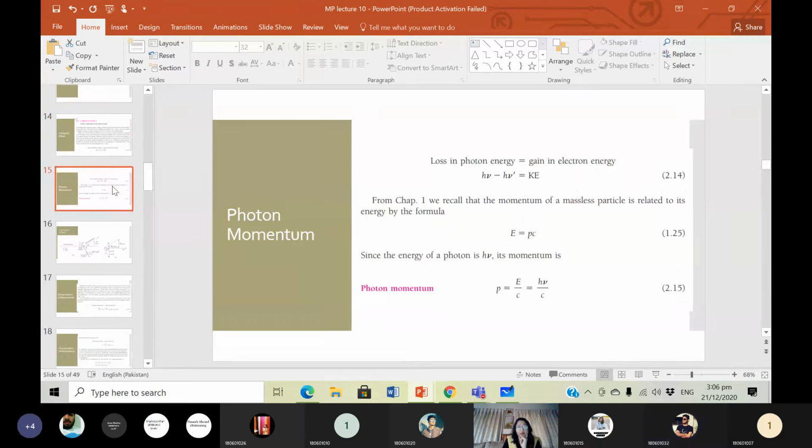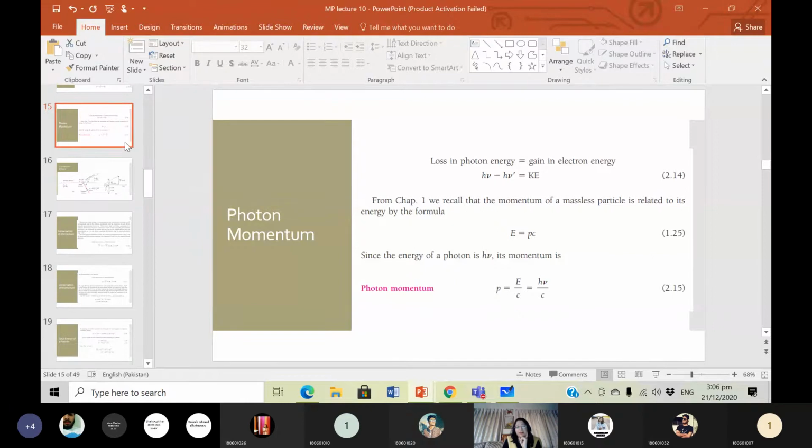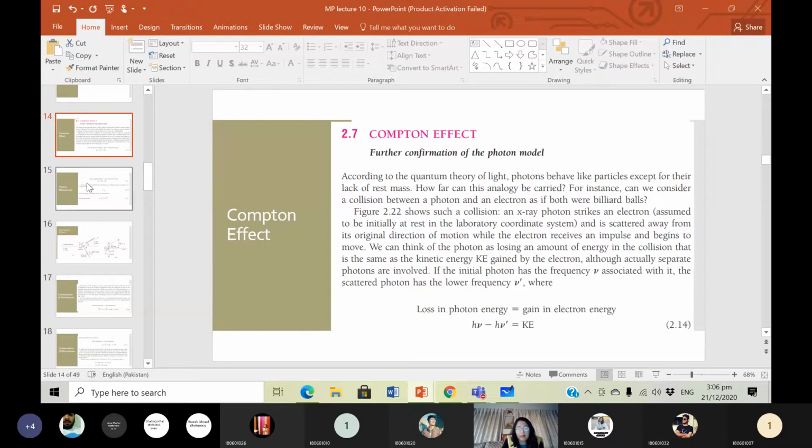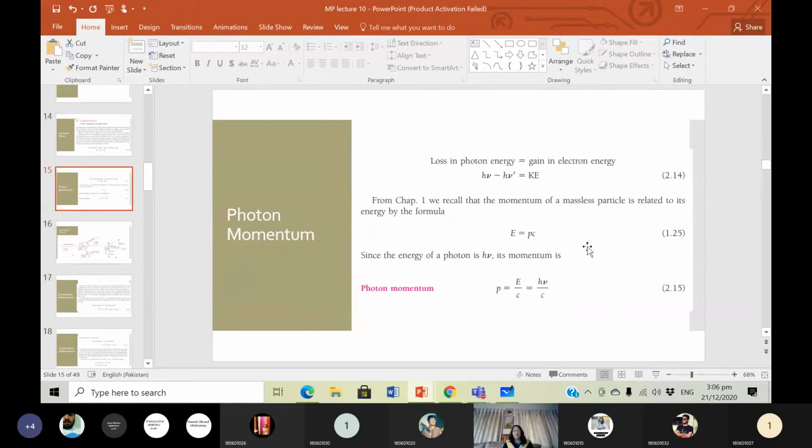No, we're not talking about orbital levels here. Here it's just a plain electron, not associated with any atom. Okay, we're just talking about a collision between an X-ray photon and an electron. Okay?